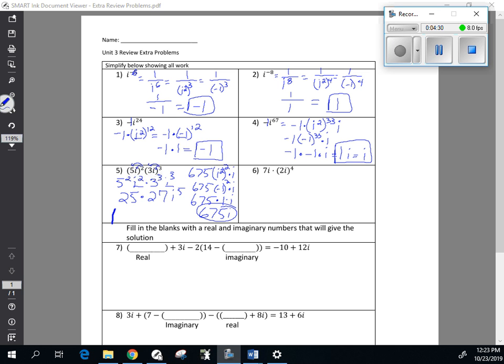Something very similar here. This is 7i times 2 to the 4th times i to the 4th. I put my numbers together: 7 times 16 times i to the 5th. I have that right there.